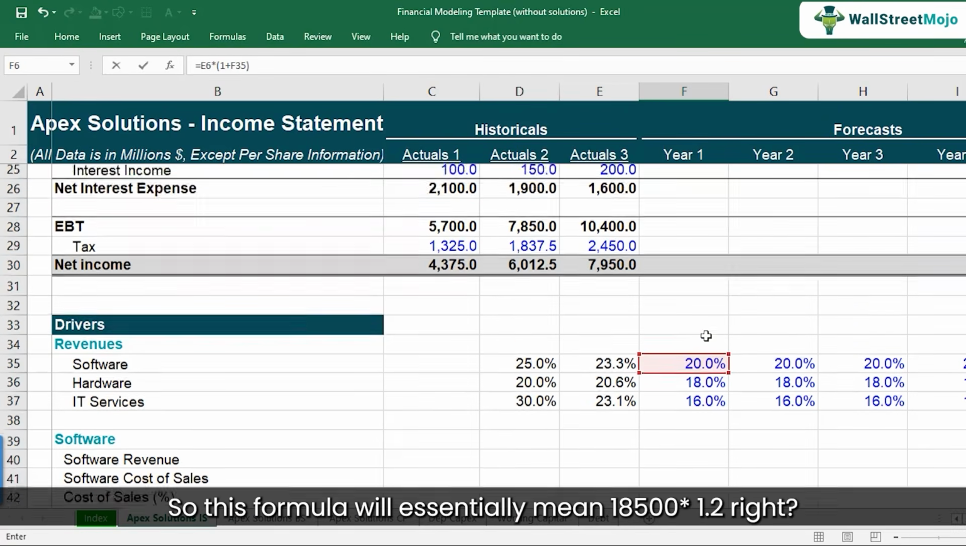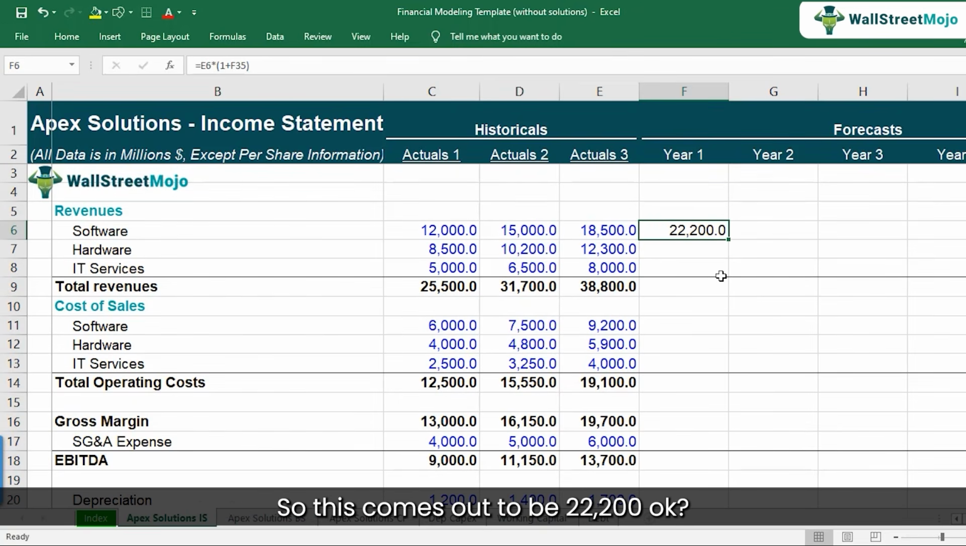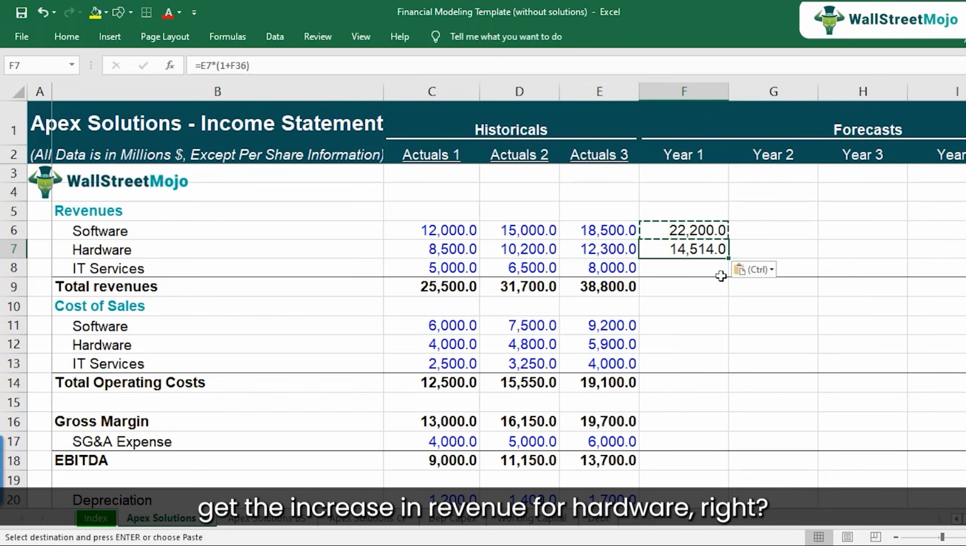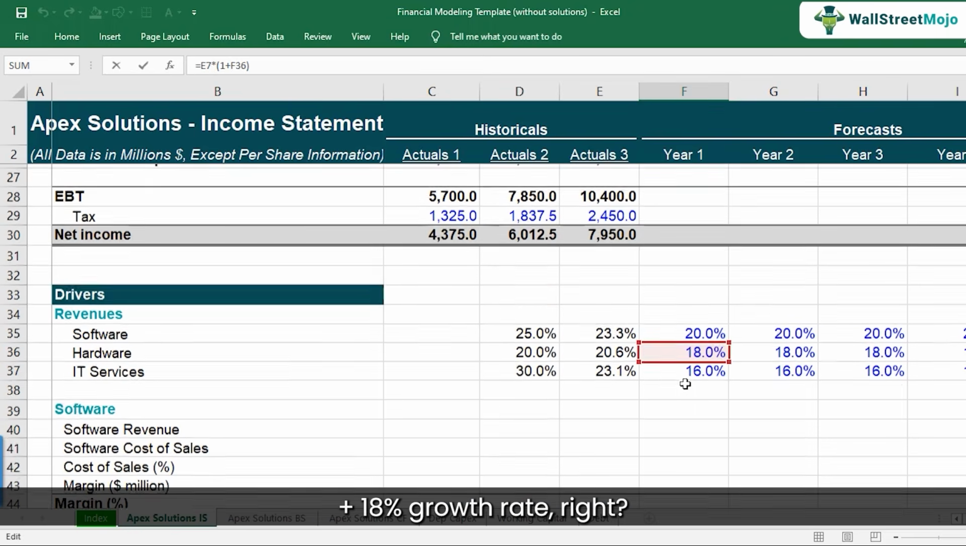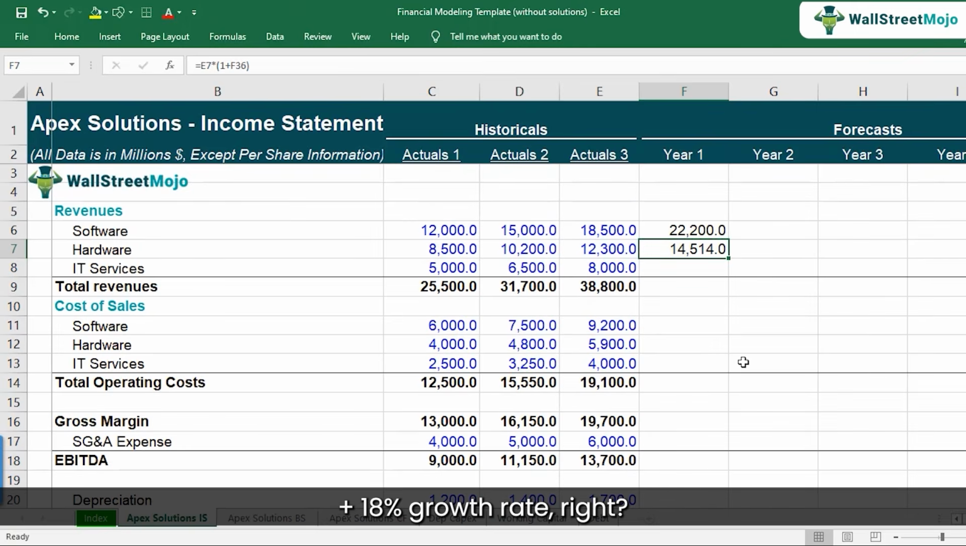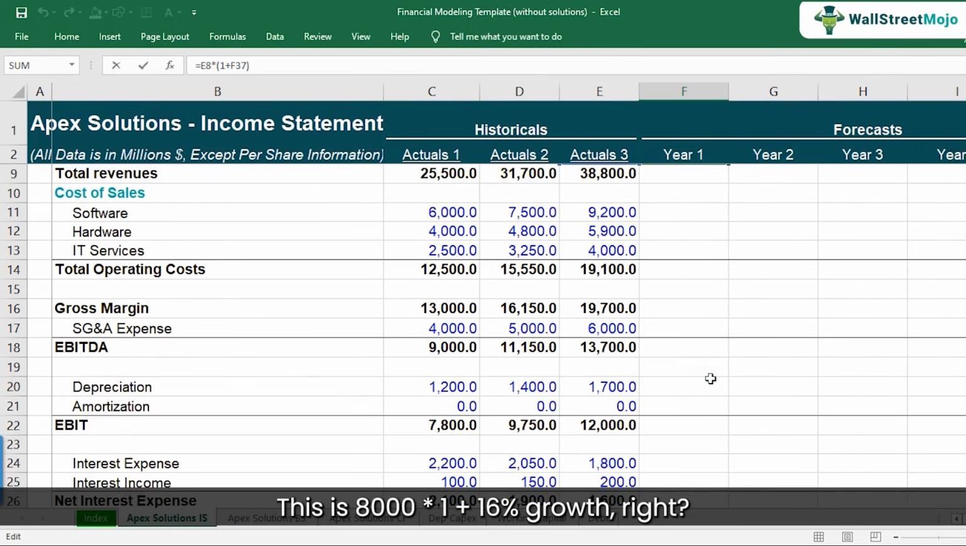So this formula essentially means 18,500 multiplied by 1.2, and this comes out to be 22,200. If I copy and paste this formula to here, we'll get the increase in revenue for hardware. This will work like this: 12,300 multiplied by 1 plus the 18% growth rate. Let's do the same for IT services as well. This comes out to be 9,280. Let me check the formula: this is 8,000 multiplied by 1 plus 16% growth.